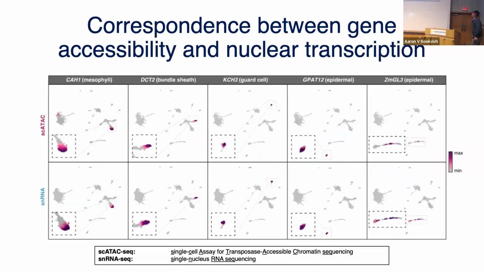Just to show you how well it works, I'm showing you 5 different marker genes, as well as the cells that are specific to the ATAC modality and cells that are specific to the RNA profiling. And we see very strong overlap between signal for those two different profiling methods.